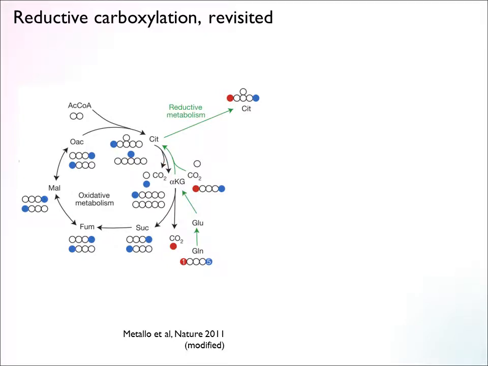Well, this is the same problem. So it could be that there's actually no net synthesis in this direction of citrate coming from alpha-ketoglutarate. They could be at equilibrium. There could be nothing going on. Or it could be a net synthesis in the other direction, actually. You might still see a label coming out here.